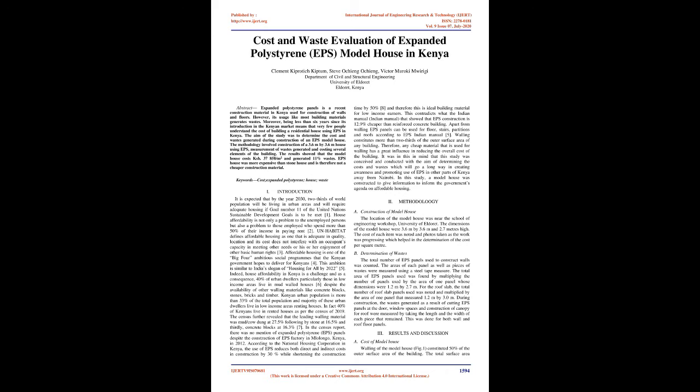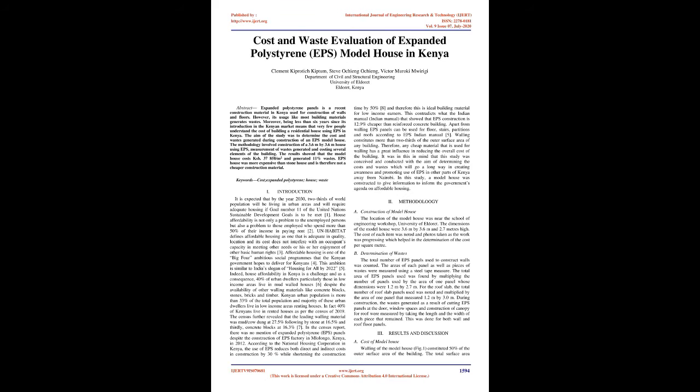Introduction. It is expected that by the year 2030, 2/3 of the world population will be living in urban areas and will require adequate housing if goal number 11 of the United Nations Sustainable Development Goals is to be met. House affordability is not only a problem to the unemployed but also to those employed who spend more than 50% of their income in paying rent.